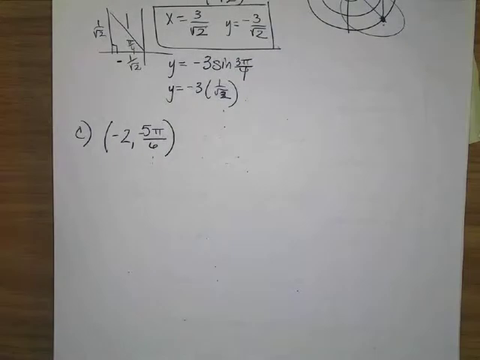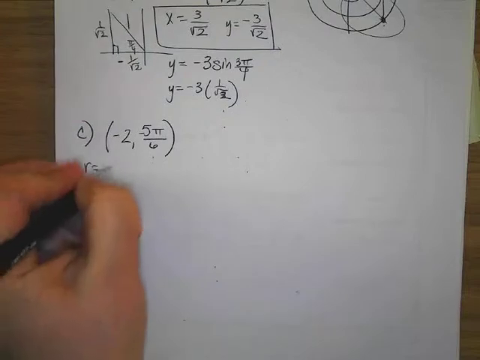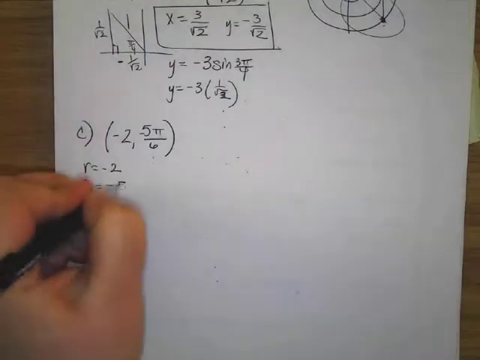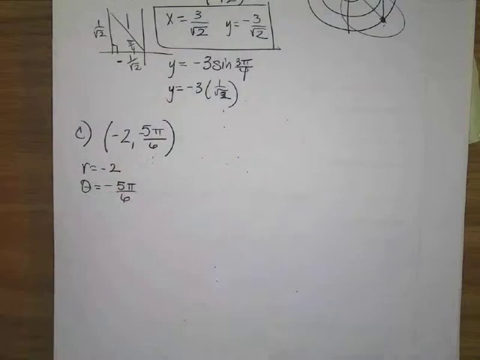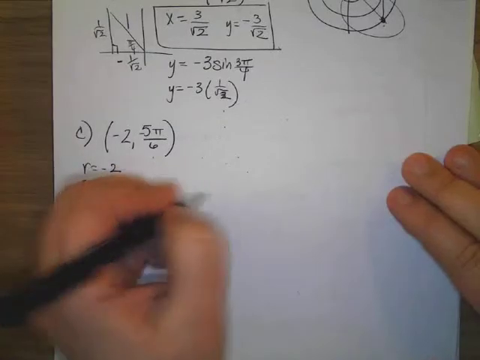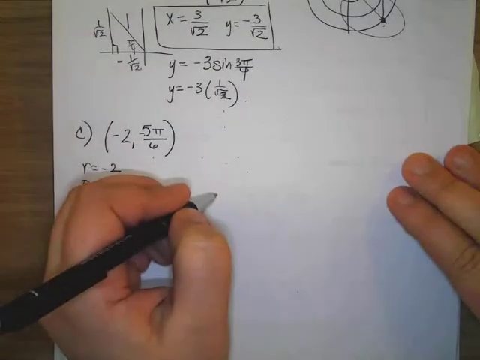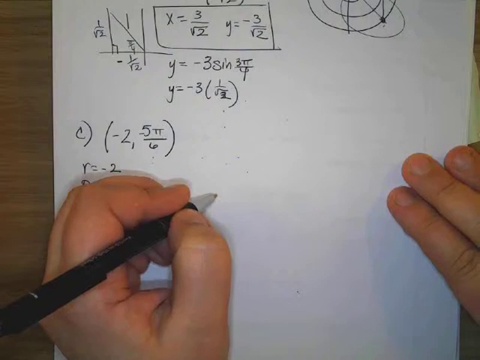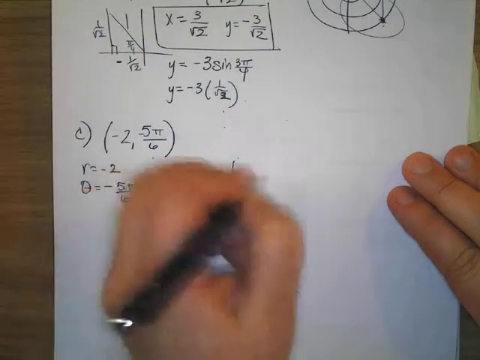Everything's negative here. So our radius is -2, and our theta is -5 pi over 6. So where's -5 pi over 6 live? Since it is negative, it'd be in the third quadrant. Is that okay? Is everybody okay back there?